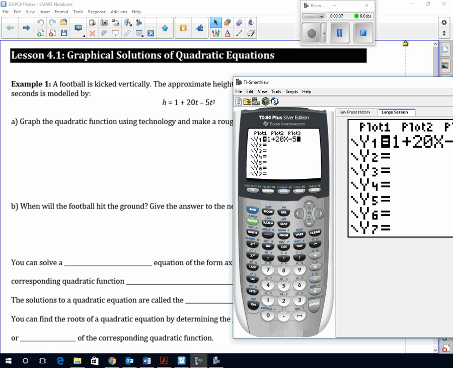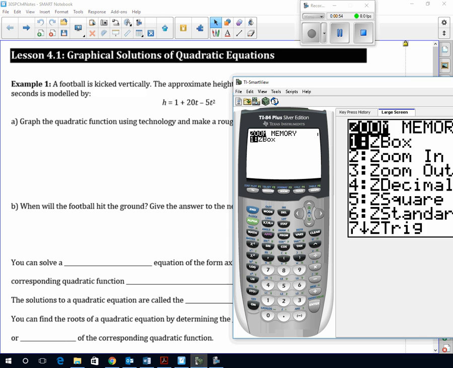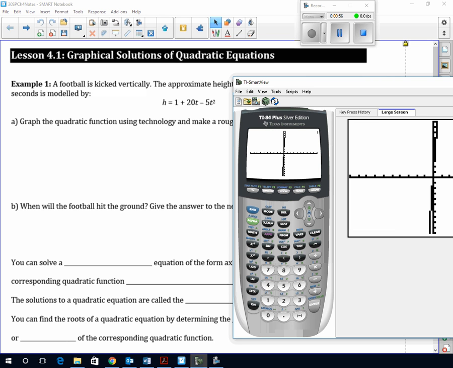X, T, theta, n. So in order for us to be on the same graphing window, we're going to go zoom 6 for zoom standard. Okay, so we can't see the entire graph. Does everybody see that this is a football being kicked vertically? So do we need to have any of the negative x's and negative y's? No. So let's go to our window and get rid of that.